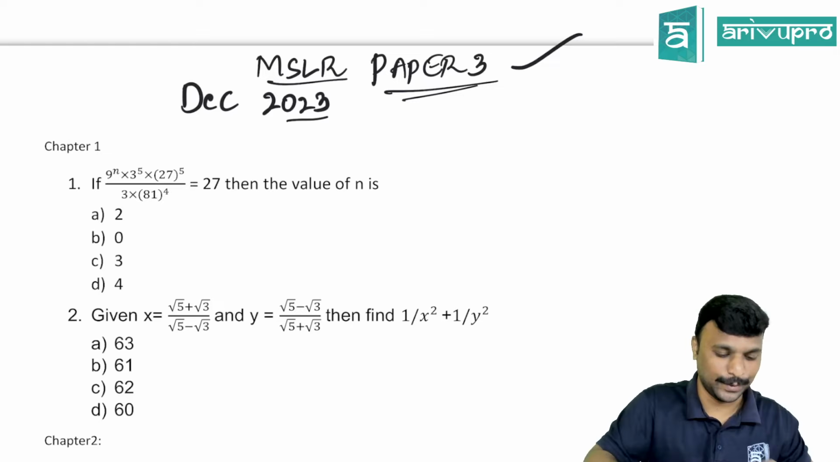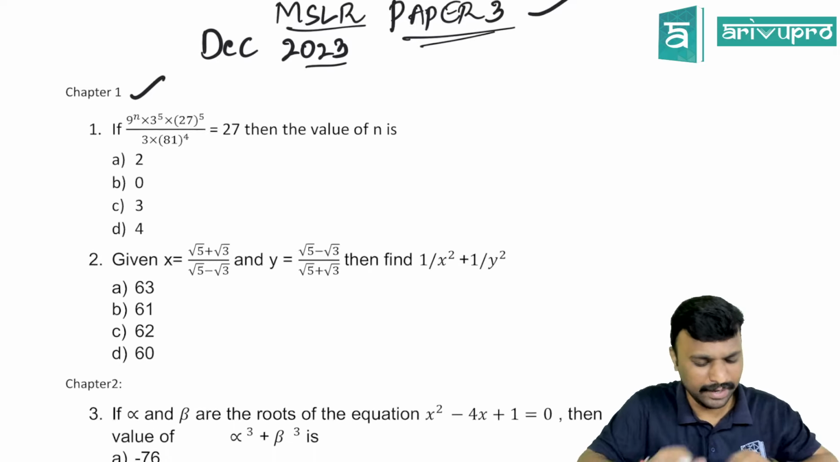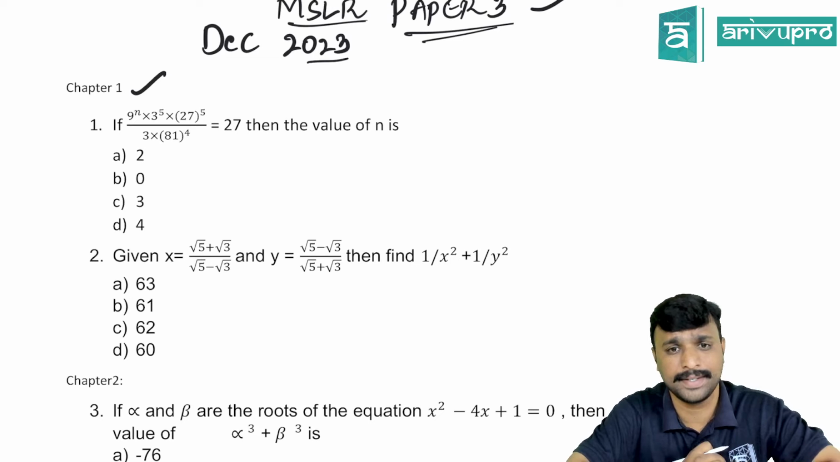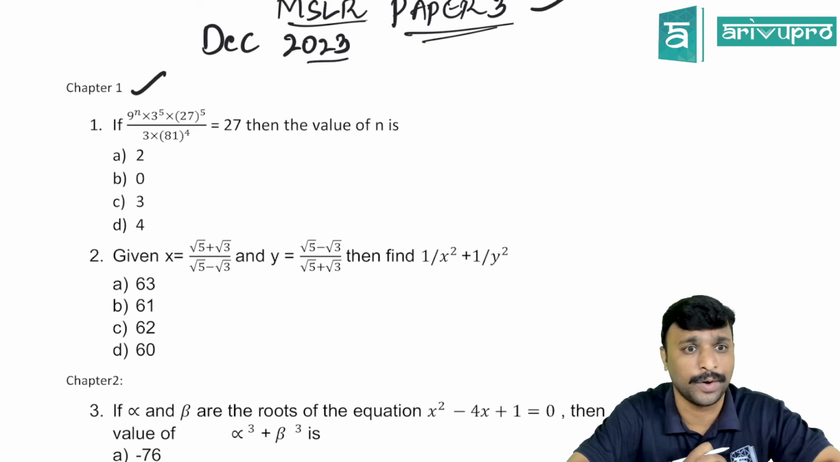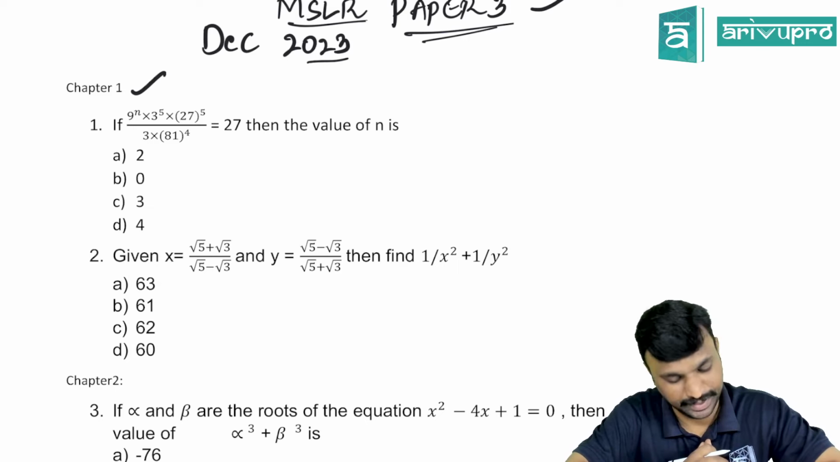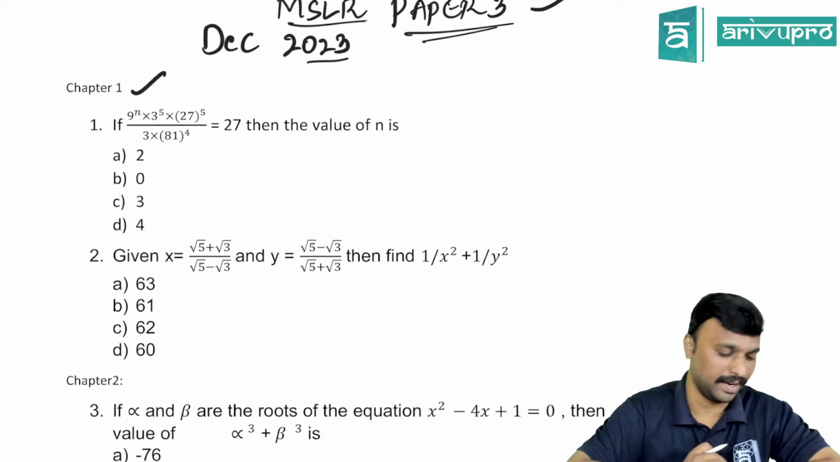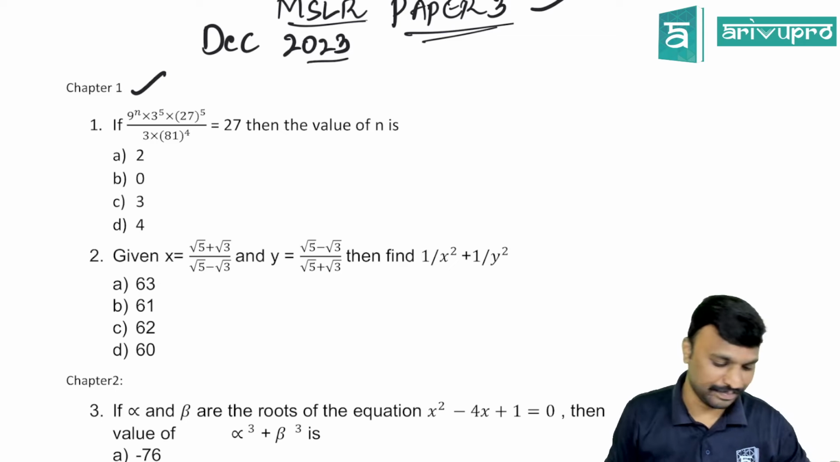All right. So in the first chapter, there were two questions asked, that is ratio, proportion, indices and logarithm. Unfortunately, no questions were asked on logarithm, only the indices questions were asked. So let us see the questions.